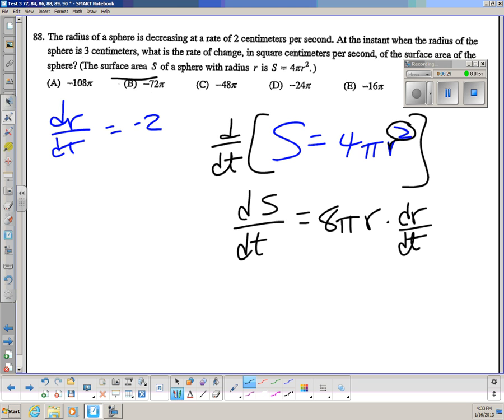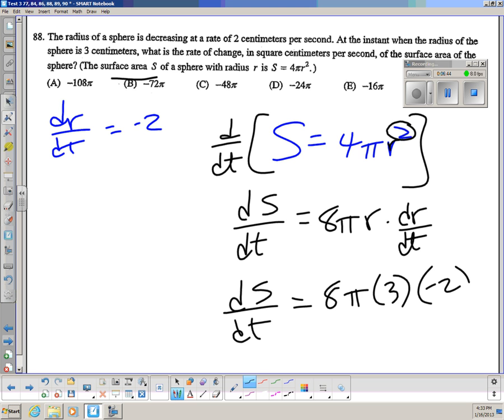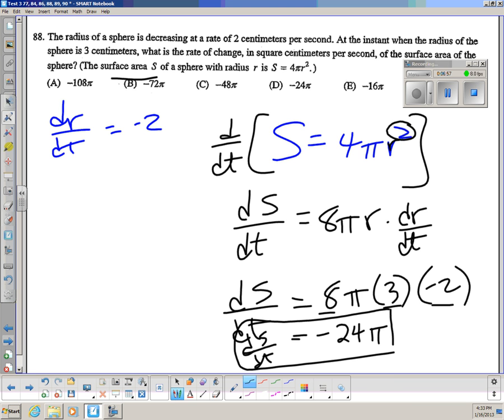So now dS/dt is what I'm looking for. They want the rate of change of the surface area. So that's what I want to find. That equals 8 pi times the radius, which is 3, times dr/dt, which is -2. And I know I starred this one on the sheet, which means you need a calculator, but you don't need a calculator for this. 8 times 3 times -2 is -24 pi. And that is choice B. And one more, and I think we're done.